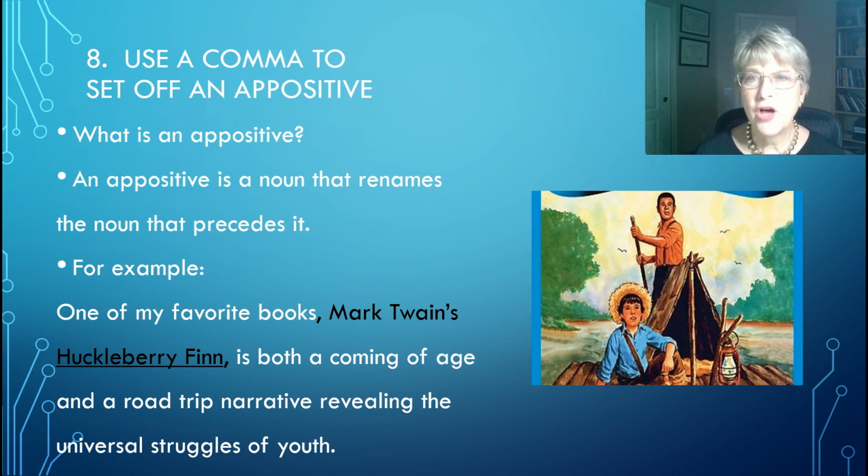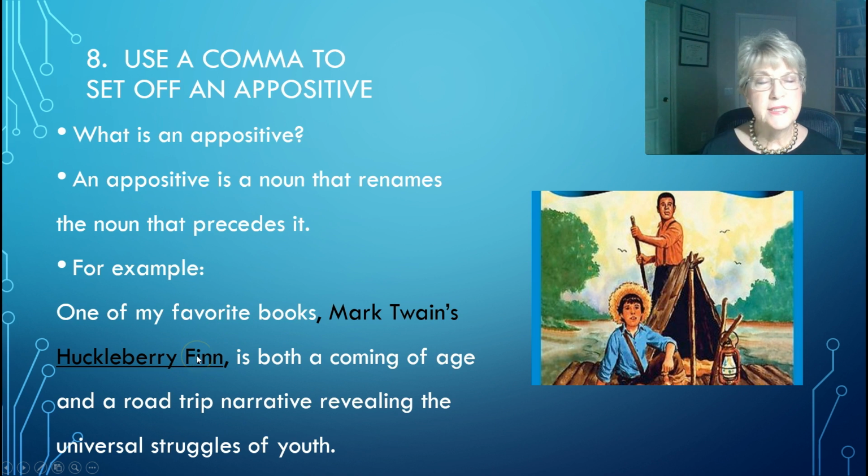The 8th rule of comma usage is to set off an appositive. And you're asking yourself, wow, what's an appositive? Well, an appositive is a noun that renames a noun that precedes it. And I have an example to explain that. One of my favorite books, Mark Twain's Huckleberry Finn, is both a coming of age and a road trip narrative revealing the universal struggles of youth. Now, the first noun is books, and the appositive is the noun, Huckleberry Finn, that renames this book.